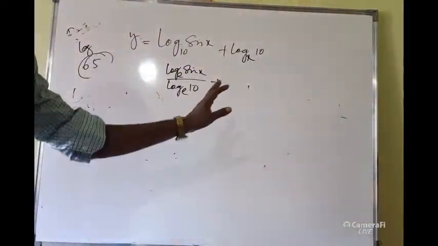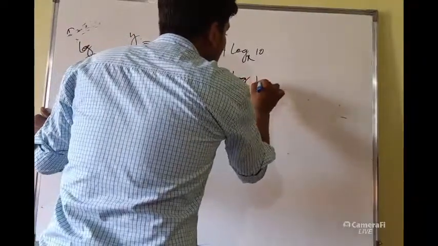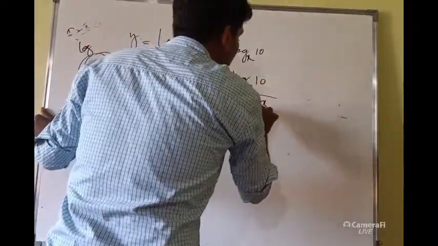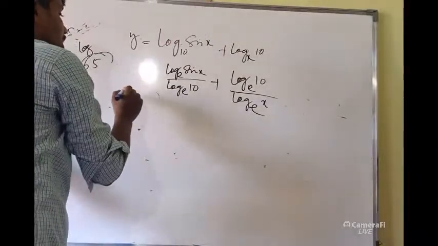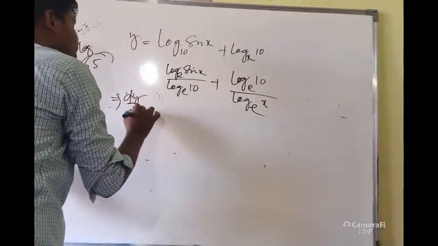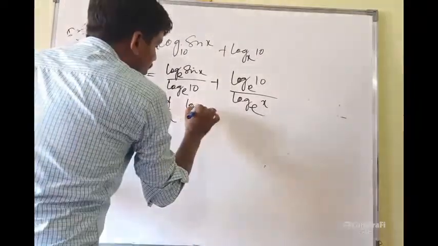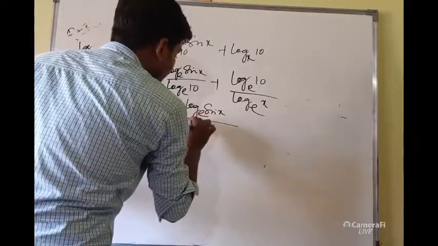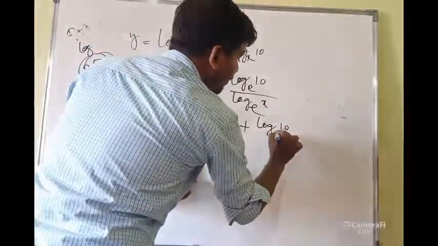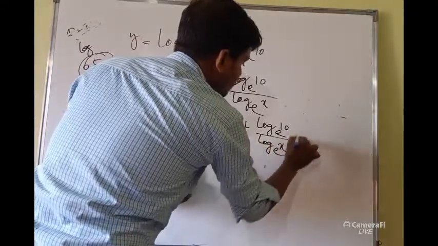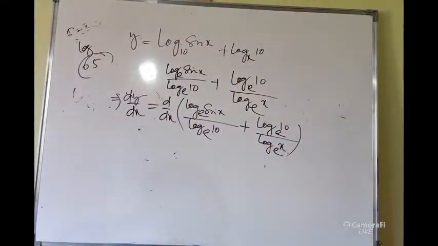Plus log 10 base x, this can be written as log 10 base e divided by log x base e. Okay, any doubt? Sanjay, any doubt? Again, repeat only. Now see, then we take d by dx of log sin x base e divided by log 10 base e plus log 10 base e divided by log x base e. Okay, any doubt?